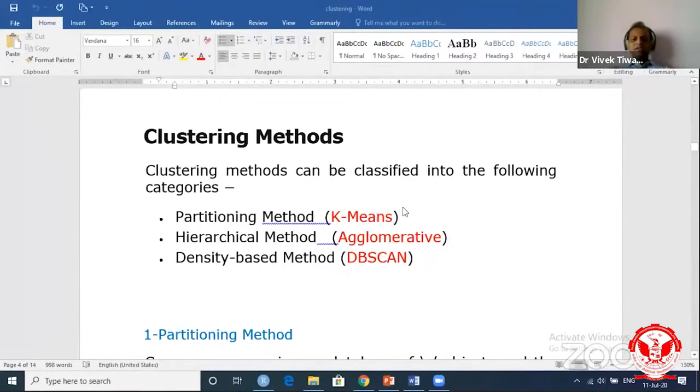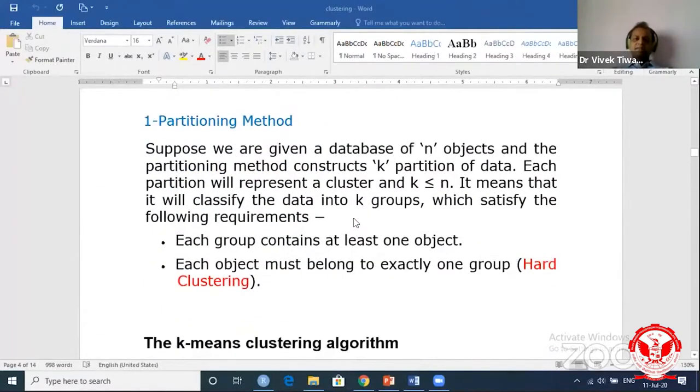With the limited time today, I will discuss only k-means clustering, that comes under the partitioning method. What is the meaning of partitioning method? Suppose we are given a database of n objects, means we have n population, n number of data, number of rows or number of data points. And the partitioning method constructs K partitions of the data. So if n data items are given to you, the partitioning method will try to make a partition of the given n data points into K clusters, where K should be less than n.